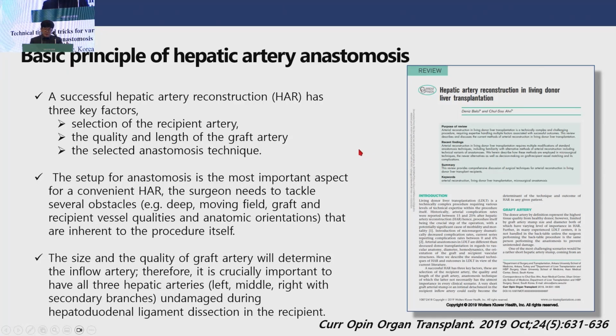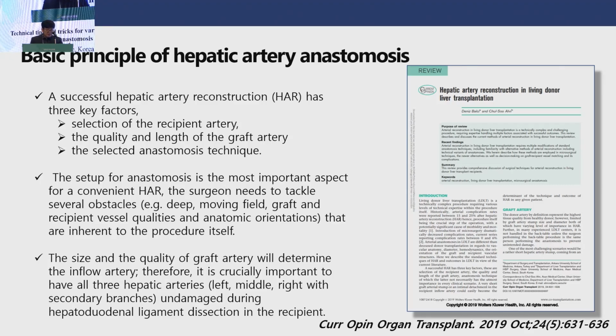This is the basic principle of hepatic artery anastomosis. A successful hepatic artery reconstruction has 3 key factors. First, selecting the appropriate recipient artery, and second, the quality and the length of the graft artery. Third, the selected anastomosis technique.